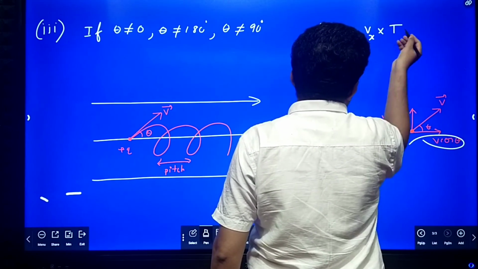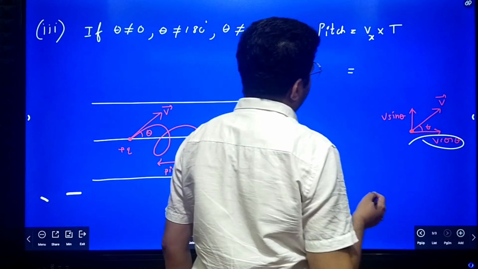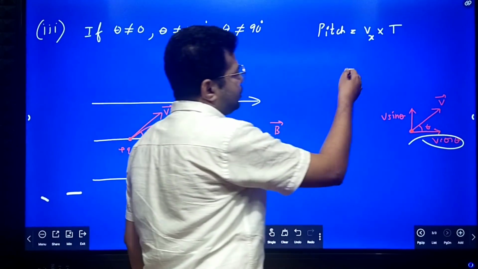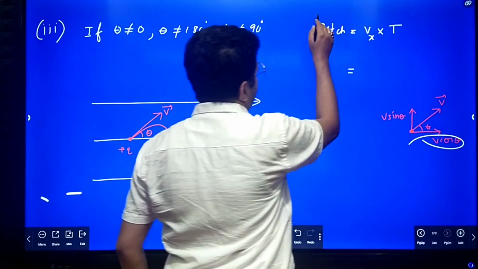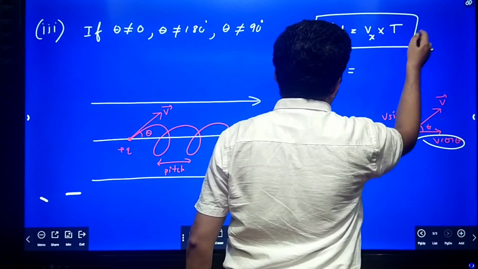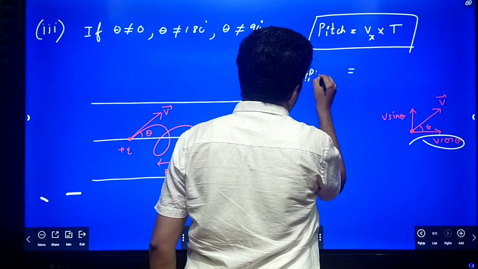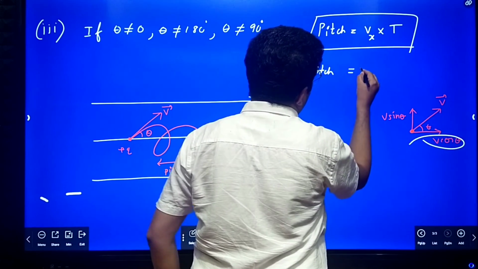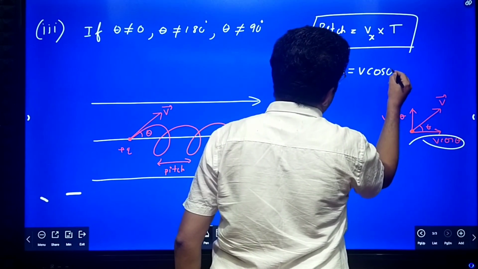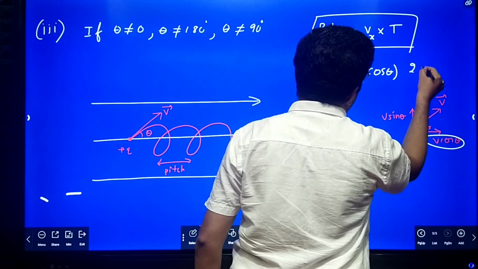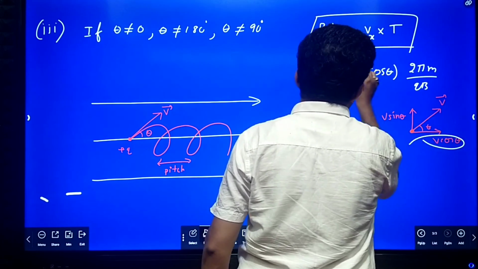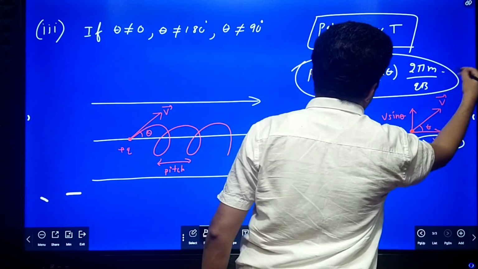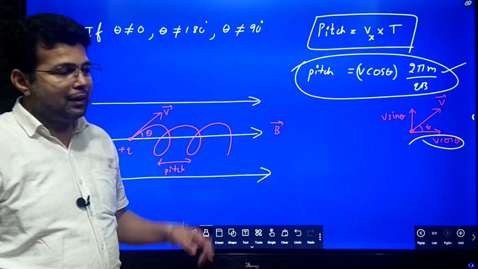Horizontal distance means horizontal component of velocity into time. So we know the equation for time period. If you substitute the equation for time period, we will get the equation for pitch. Generally, pitch is equal to horizontal component of velocity into time period. So our pitch is equal to the horizontal component of velocity, v cos theta, into time period, 2 pi m by qB. This however we are going to derive in the next video.